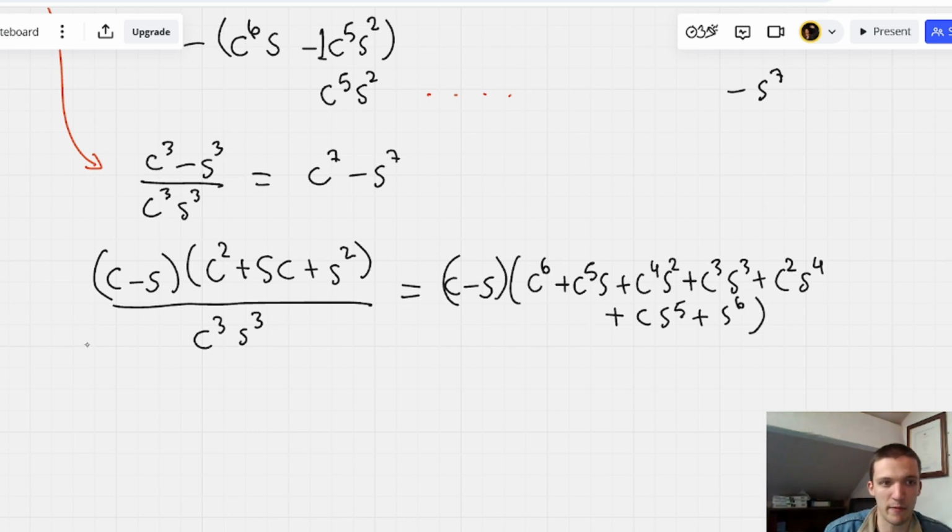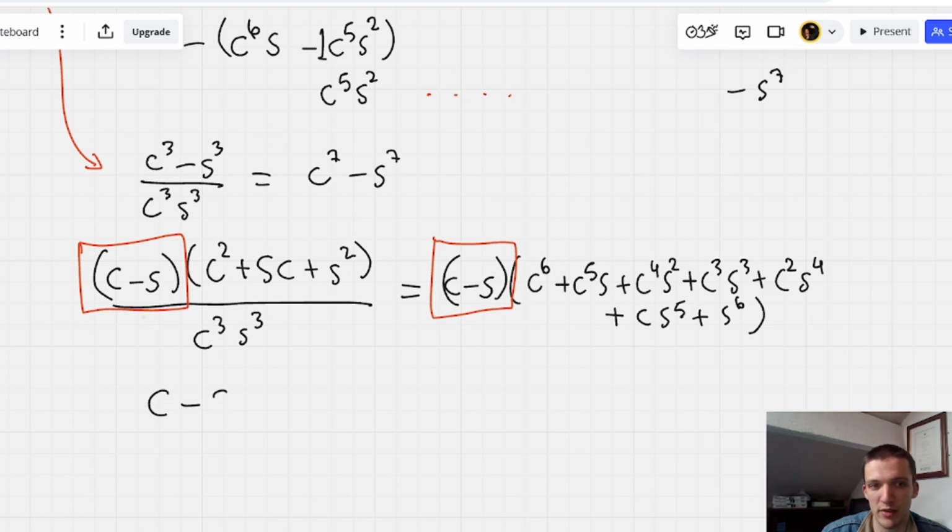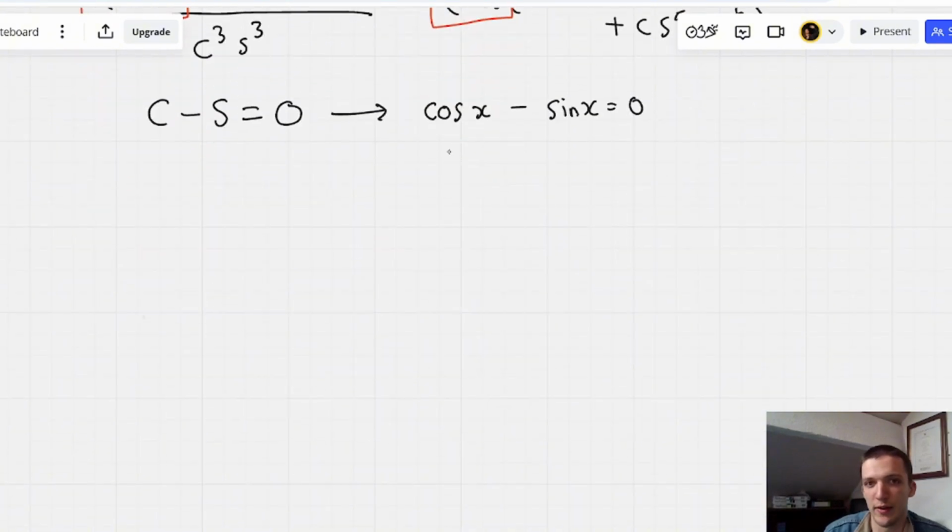Okay, now we've got the same factor on both sides. We've got this guy and this guy. And so, well, what can we do there? We can say this equation holds true when this bracket, c minus s equals 0. Therefore, just remember c and s are cos x and sine x, so cos x minus sine x equals 0, or in other words, cos x equals sine x.